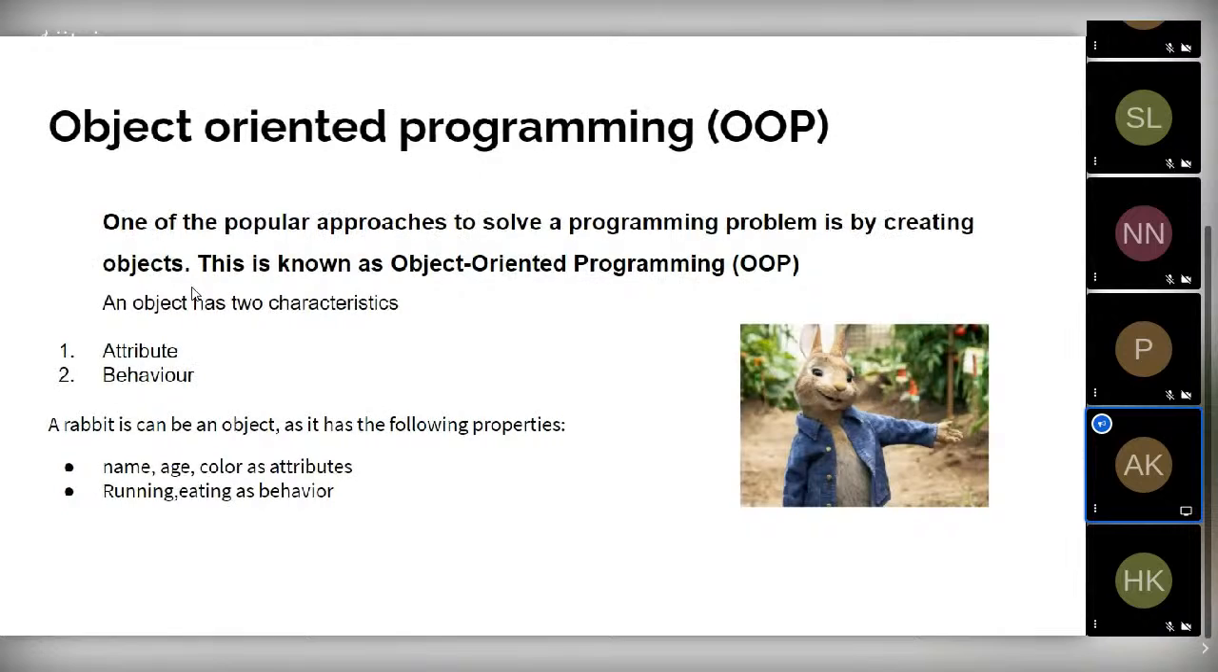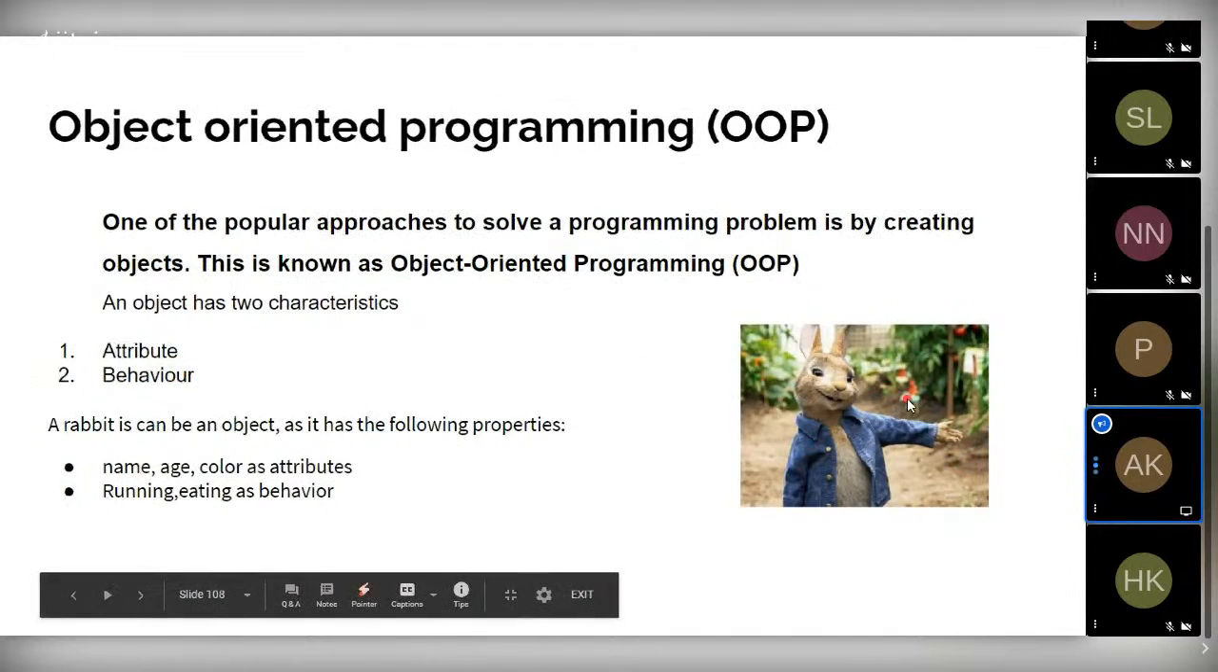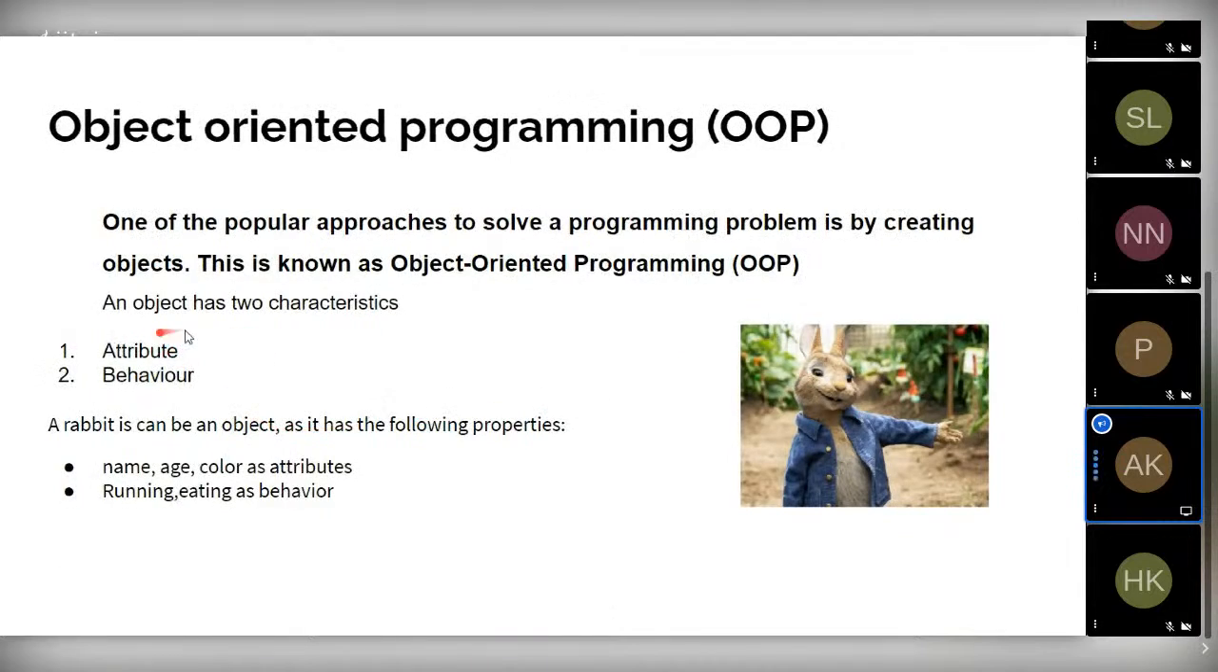Is this clear to you? I think not. Let me introduce it in a very easy way. First assume that this rabbit is an object, a programming object, not a daily-life object. I told you that an object has two characteristics: first is attribute, and second is behavior. So its attributes can be name, age, color.